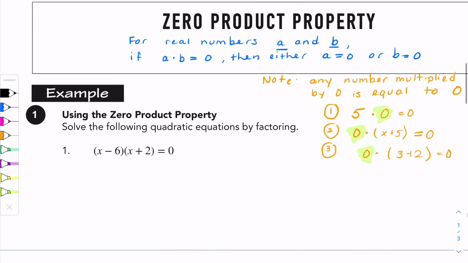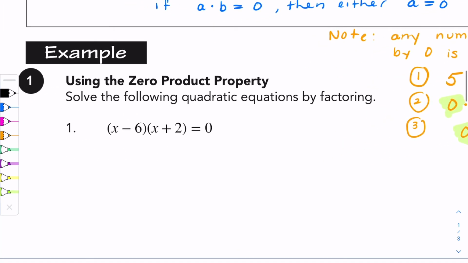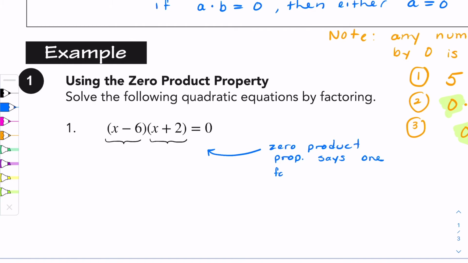The first example is going to be the most basic example for you. This expression is already factored. So if that's already factored, the zero product property just says that one of these factors must equal 0. So if one of these factors has to equal 0, set each one of these factors equal to 0 and solve for x.